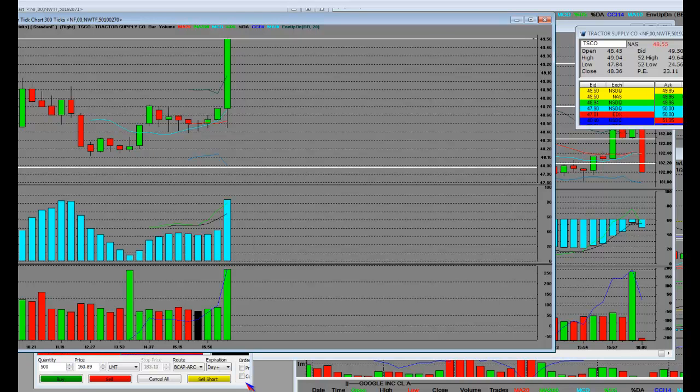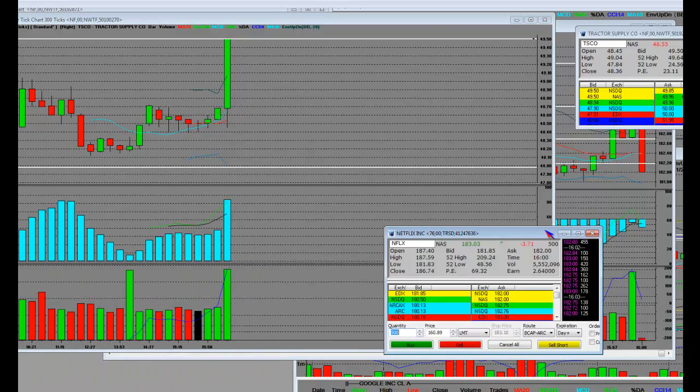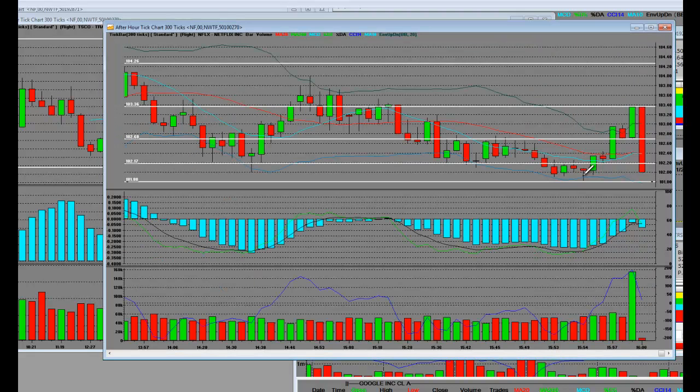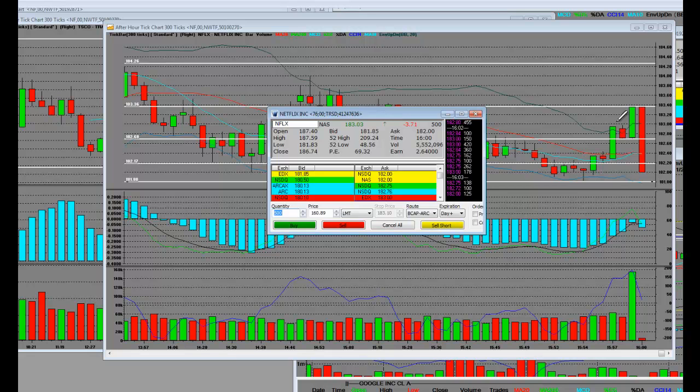Now I'm going to bring it up over here. Here is, once again, that trade there. We're going to watch and see what kind of knee jerk that we can get off of there. We got the price action running over there at 49.5 on Tractor Supply.